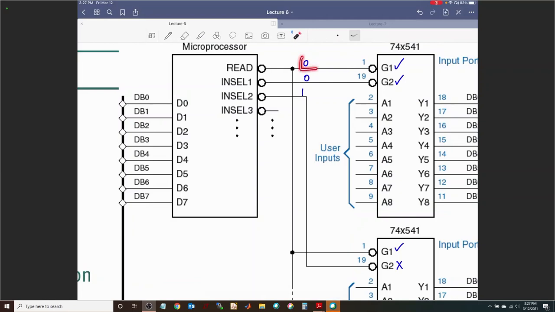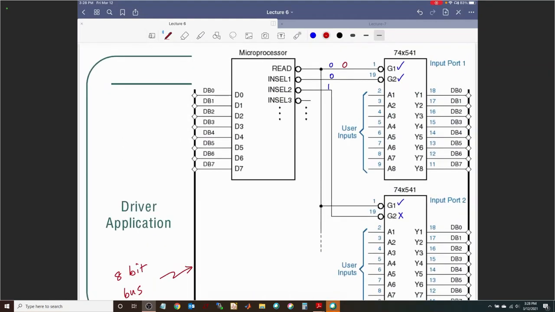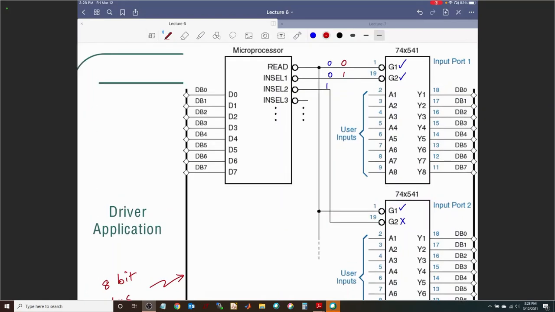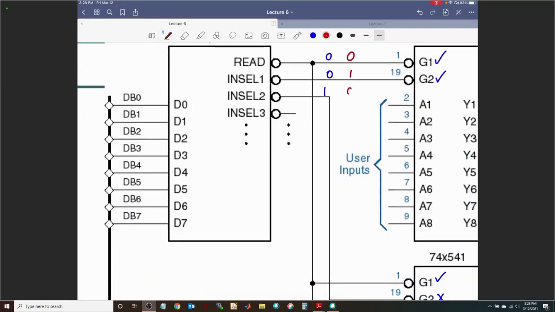Does read change or not? No. Does input select one change? I'm not reading from input port one. I can only read from one port at a time because I'm sharing that bus, right? Yes, so input select one will have to be made inactive. However, input select two will need to be activated.